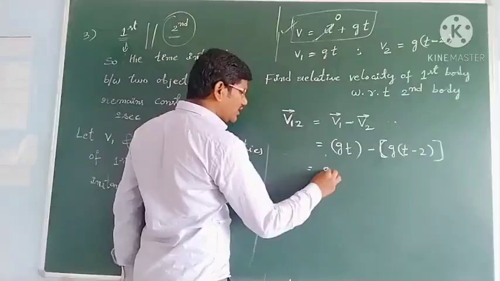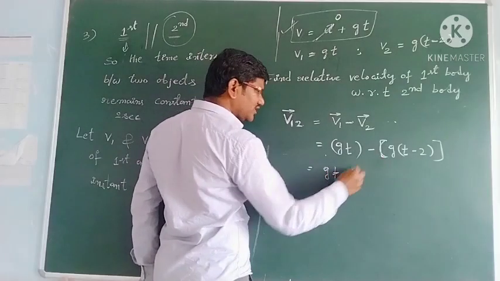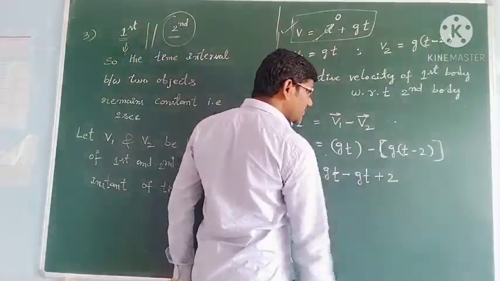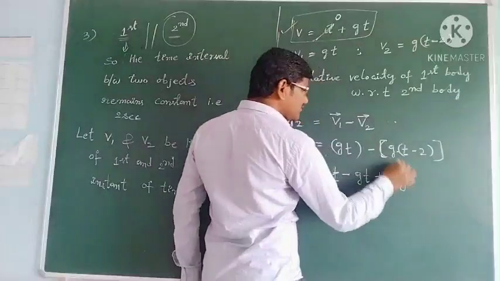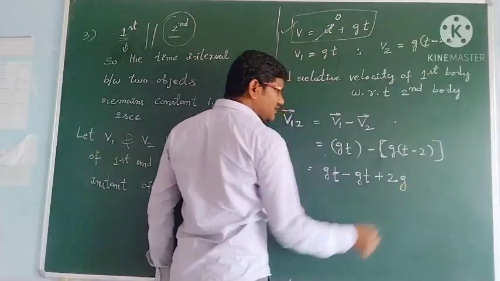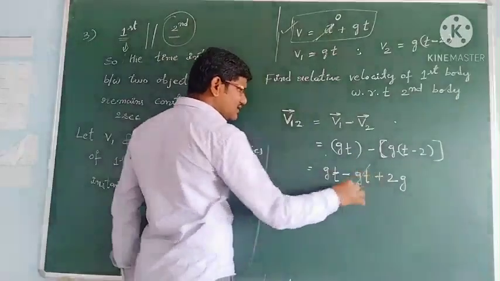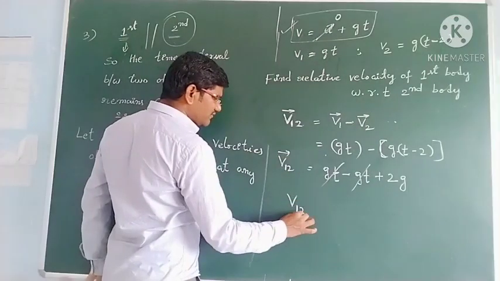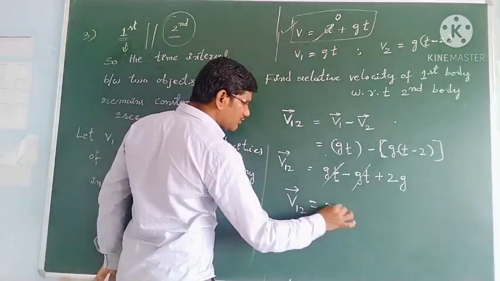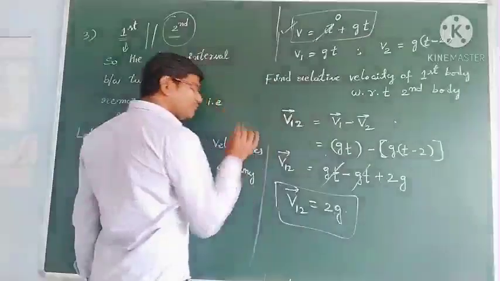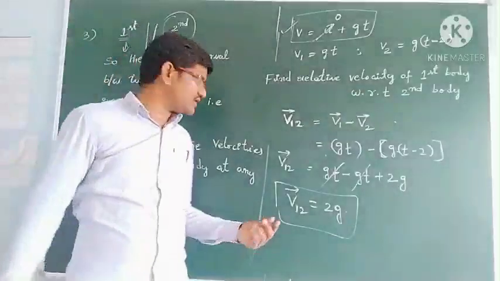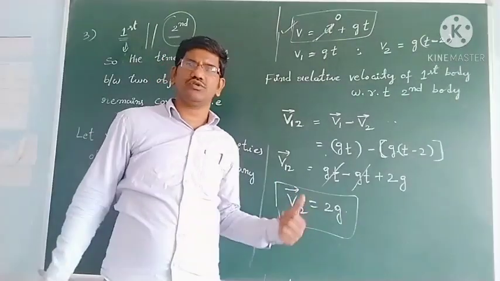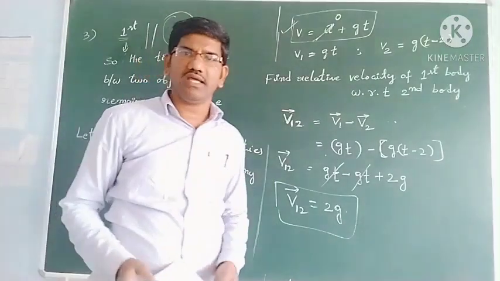So this is g t, minus g t, and minus of minus gives plus 2 g. The g t terms cancel. So the velocity of the first object with respect to the second object is equal to 2g. Okay students, so there will be a difference of 2 times the acceleration due to gravity between the two objects while they are falling.